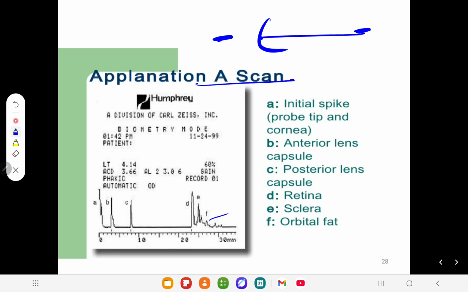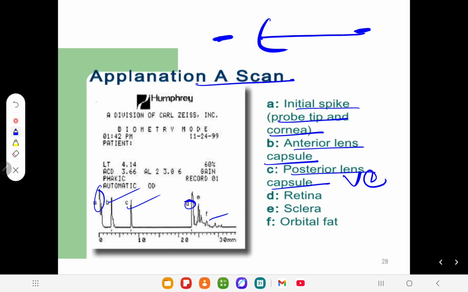So basically, what I wanted to tell you is that first spike is always initial probe to cornea. Second spike, anterior lens capsule. Third spike C is the posterior lens capsule. C and D, the distance is vitreous chamber depth, and D is actually spikes from retina. E is scleral spikes, and F means orbital fat. Orbital fat basically lowers down the spike's height, amplitude. So that's how you understand each and everything.